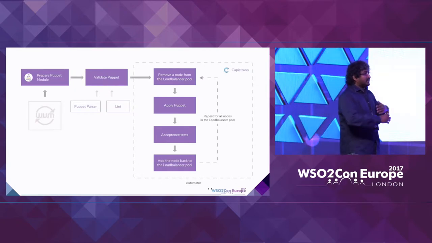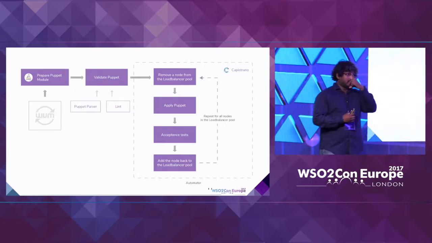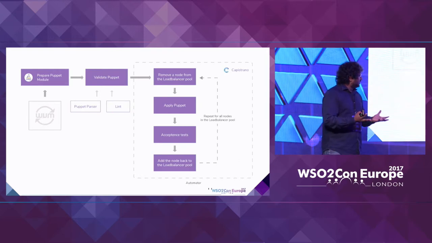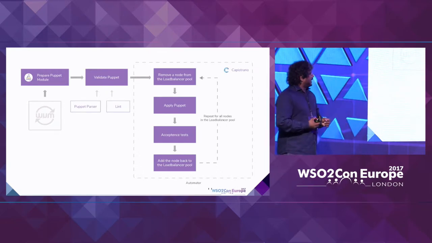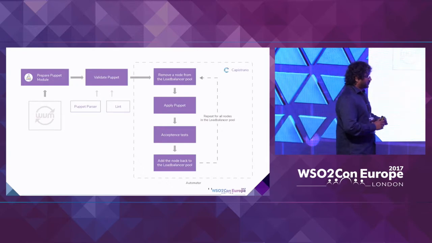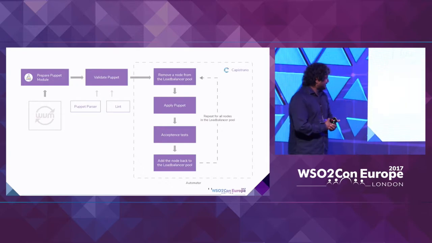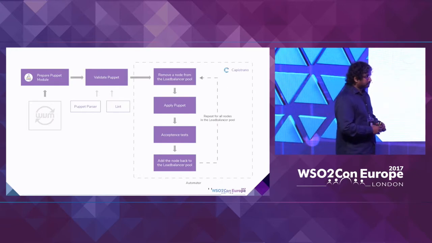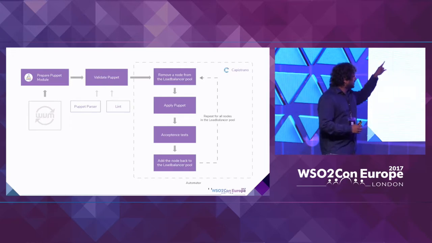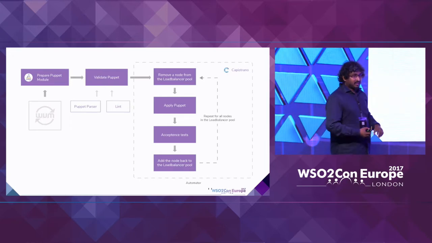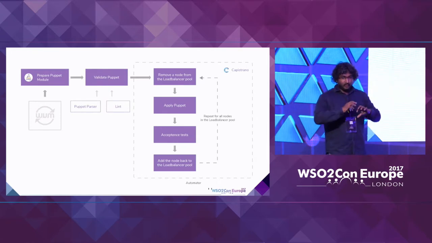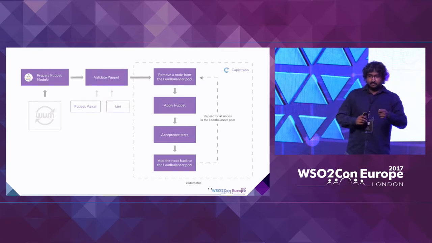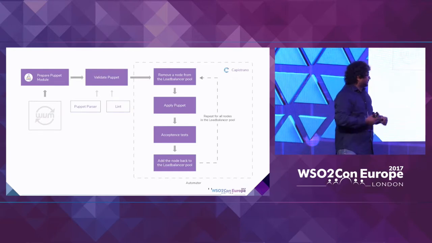And after applying Puppet, it will run some tests in the local mode to make sure that the final product was brought up properly, without any errors. And it will run some tests to make sure that the node is ready to serve requests. And it will add that node back into the load balancer. And then it will follow the same process across all nodes in the cluster. You take one node, you make the changes, you apply the changes, and you add it back.